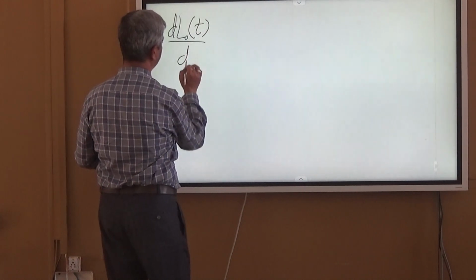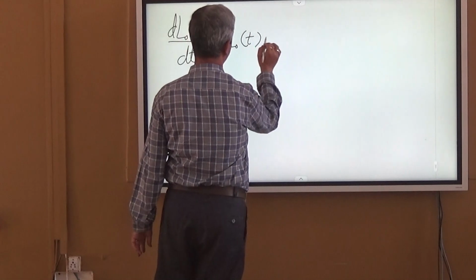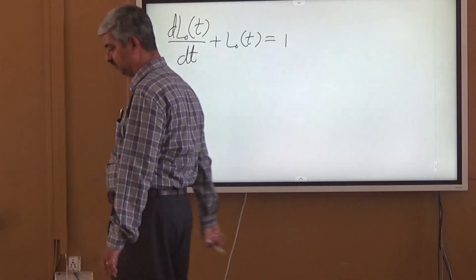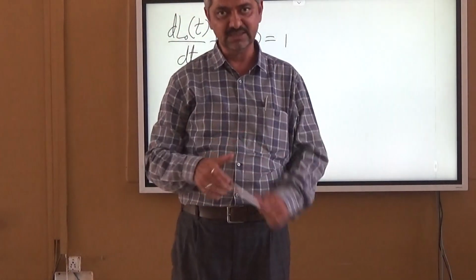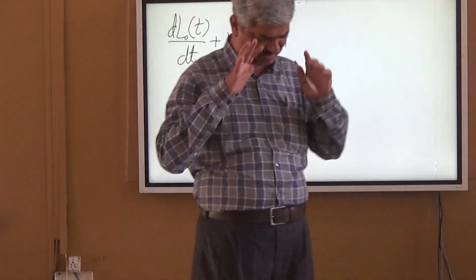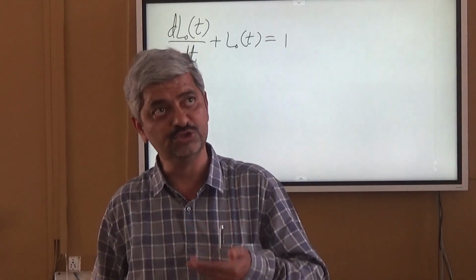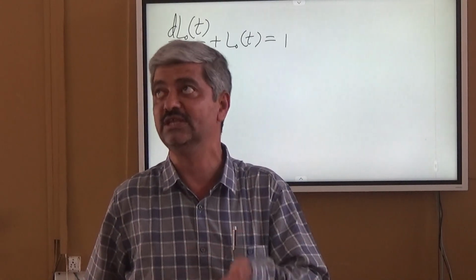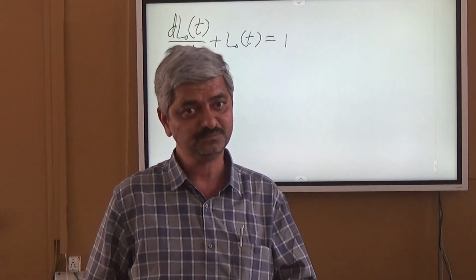dLOT by dt plus LOT is equal to 1. So we need to solve this differential equation. Now I hope that everybody listens very carefully. The solution must emerge from within you. The solution must emerge from within you.